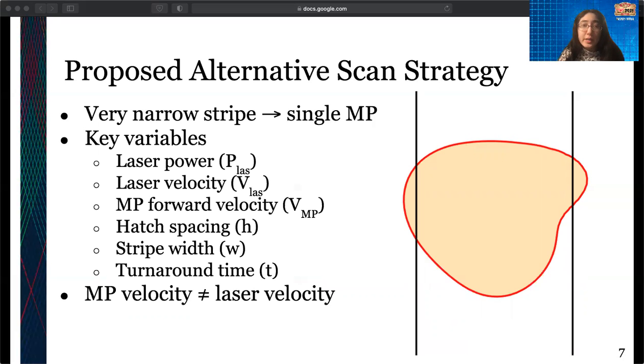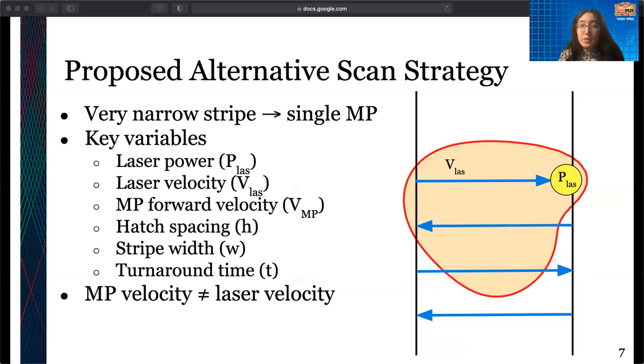So we have a variety of key variables that we want to explain. The laser power is shown here approximately where the laser spot would be on the melt pool. Laser velocity is shown along the raster pattern that the laser travels. We have melt pool velocity moving upwards, which is also the stripe velocity. The key takeaway here is that the melt pool velocity and the laser velocity are no longer the same. Previously, in the characteristic teardrop shape I showed, those two were one and the same, but in this new strategy, they are now perpendicular and also not equal in magnitude.